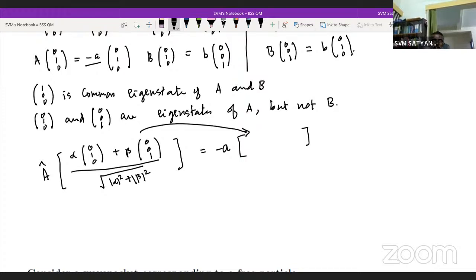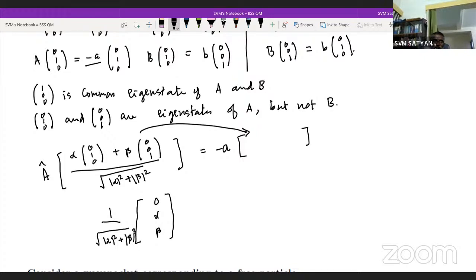That is the advantage of having degeneracy. Because A is a linear operator, acting on one state you will get minus A out, acting on the other you will get minus A out, and you can pull out minus A. So what is this vector? This vector is 0, alpha, beta, times 1 over square root of mod alpha squared plus mod beta squared. This is one vector.